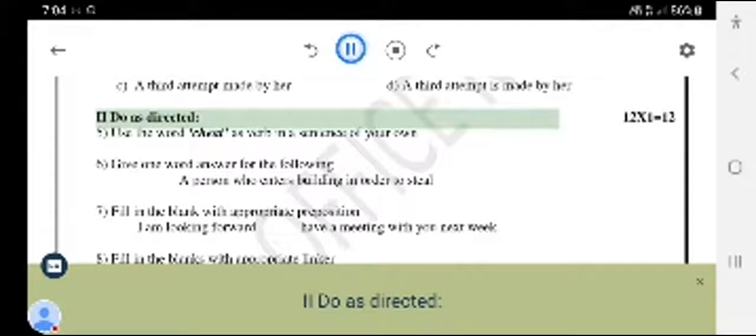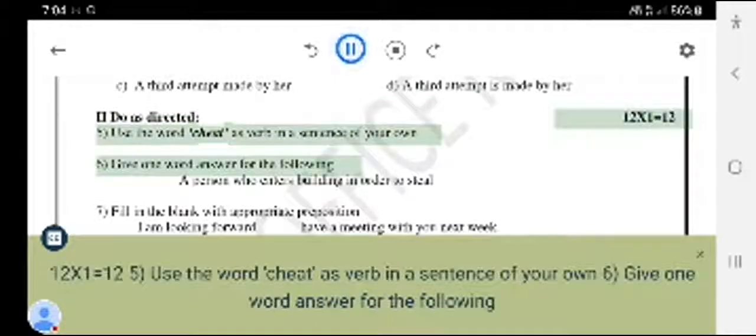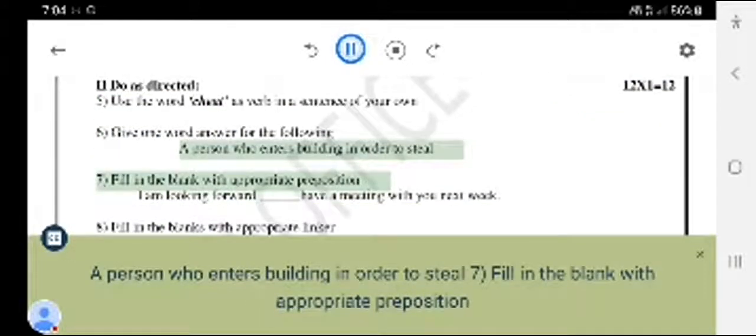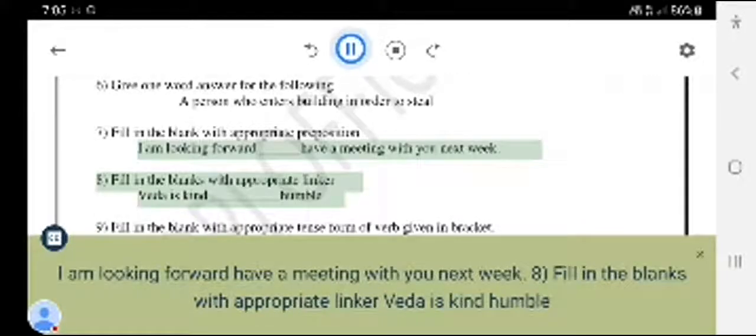II. Do as directed. 12x1 equals 12. 5. Use the word cheat as verb in a sentence of your own. 6. Give one-word answer for the following. A person who enters building in order to steal. 7. Fill in the blank with appropriate preposition. I am looking forward ___ have a meeting with you next week.